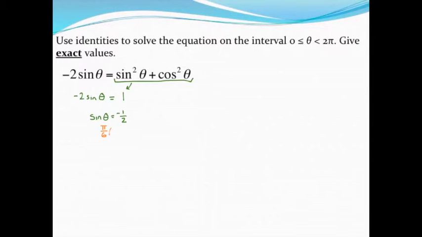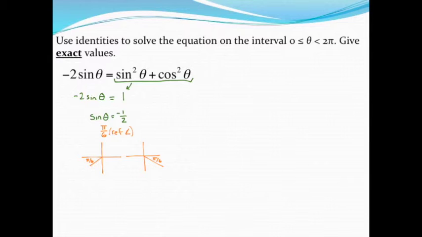Pi over 6 may or may not be the answer. It's really just a reference angle. So what I want to do is figure out, okay, well, what two quadrants is sine negative in, since I have a negative sine ratio? And there are two quadrants where sine is negative. Sine is negative in quadrant 3, and so there's a reference angle of pi over 6 right there. And then sine is also negative in quadrant 4, so there's a reference angle of pi over 6.